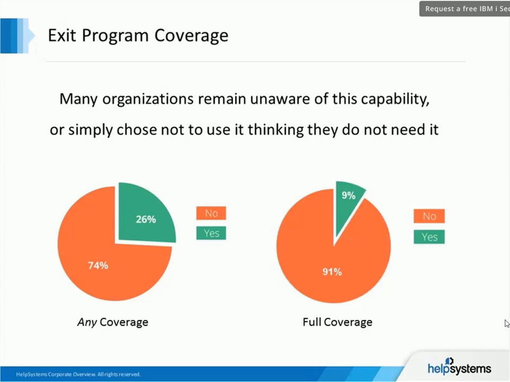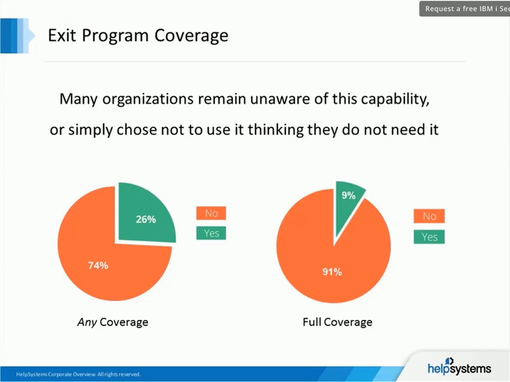Now, bear in mind, IBM i had the exit points added in the mid-90s. So we're talking 20 years after they were introduced. 3/4 of the systems on our network do not have any exit program coverage, meaning we are fully reliant on this object-level security, which often is not correctly or at all configured. Now, when we raise the bar a little bit and say all of the exit points have to be covered, now we're at 91% of the systems not compliant.